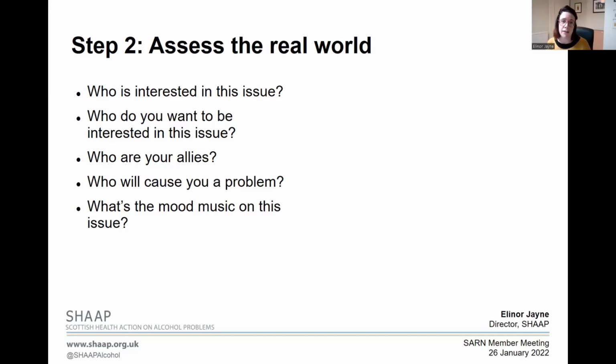Work out who your allies are, and also work out who might cause you a problem when you launch your research: who might question it, who might disagree with it in a public arena, who might pose you a bit of a challenge. And then also think, what's the mood music more generally on this issue? Also think about what else is going on in the real world, because it's quite easy, and this is something I've been very aware of at SHAAP, to get really into your issues and think, why doesn't the rest of the world care about this?